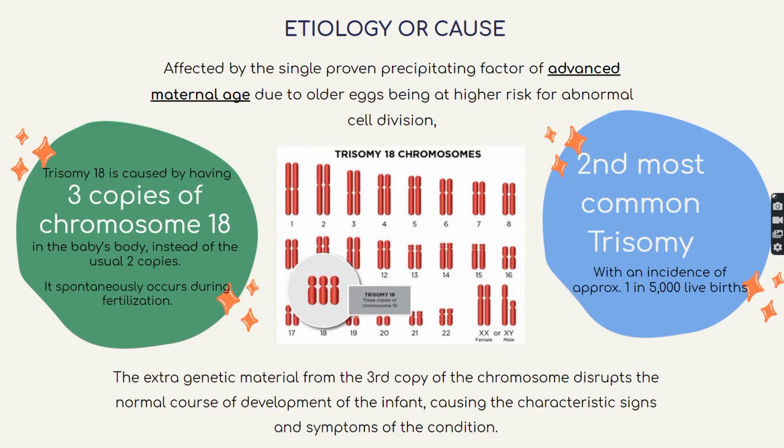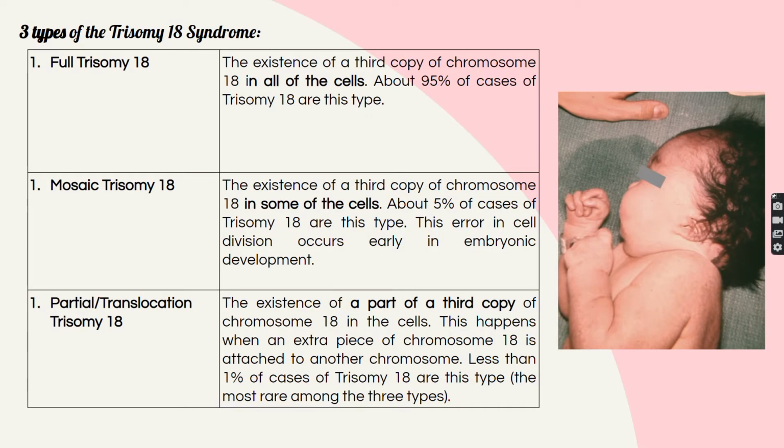The extra genetic material from the third copy of the chromosome disrupts the normal course of development of the infant, causing the characteristic signs and symptoms of the condition. There are three types of trisomy 18 syndrome: full trisomy 18, mosaic trisomy 18, and partial or translocation trisomy 18. Full trisomy 18 refers to the existence of a third copy of chromosome 18 in all of the cells. About 95% of cases of trisomy 18 are this type.